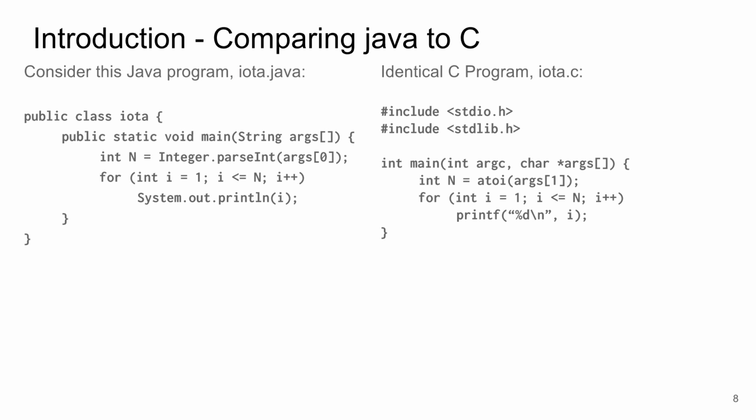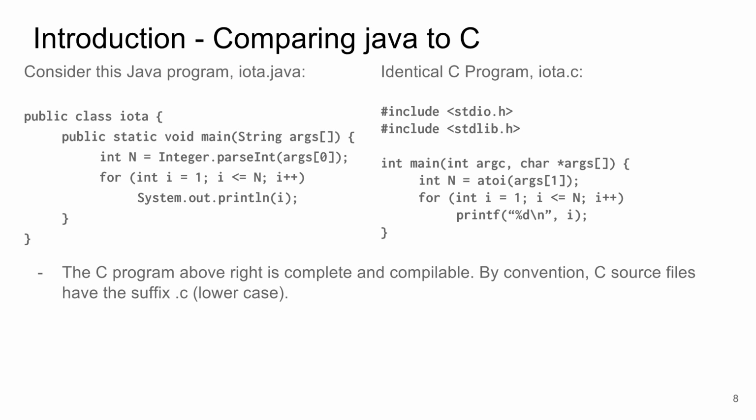So they're pretty similar. Up here we have some include statements, which, anybody that remembers, what did those include statements correspond to in Java? What are they kind of like? Yeah, they're kind of like imports in Java. So it's pretty similar. The C program above is complete and compilable.